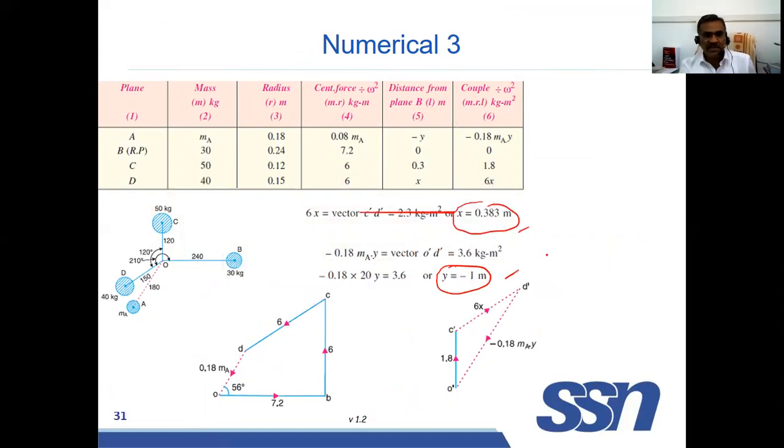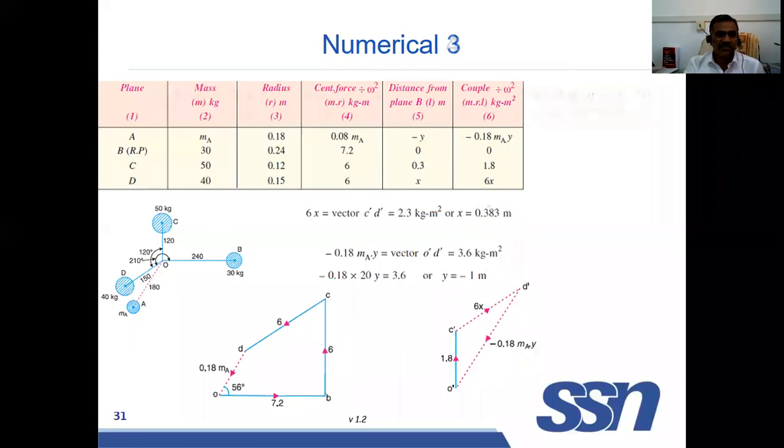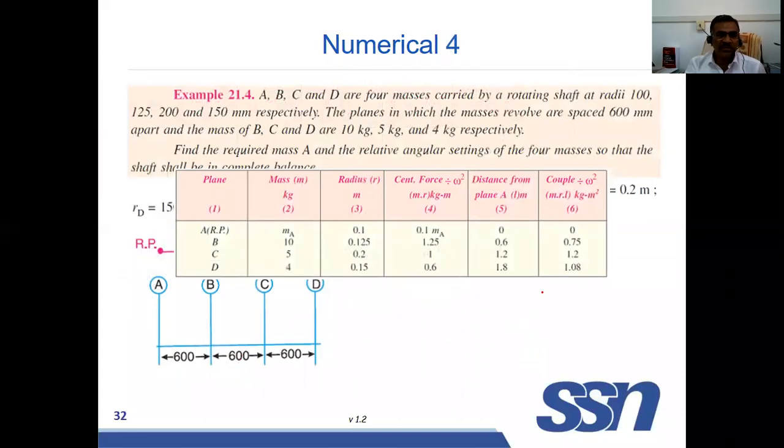All the values we have calculated, right? This is the force polygon. This is the couple polygon. So now we are coming to the last problem.